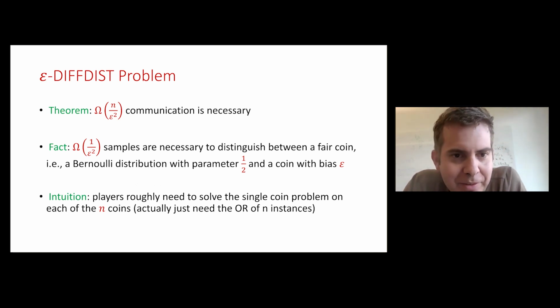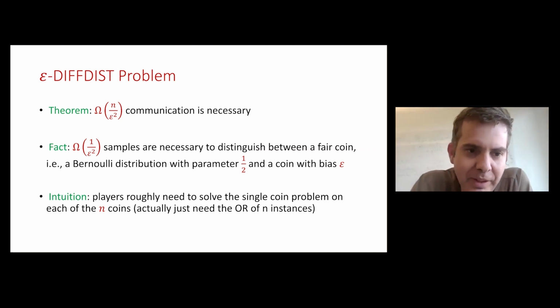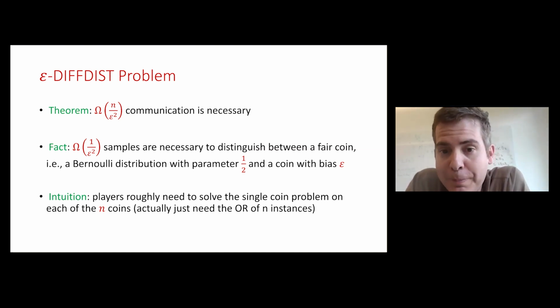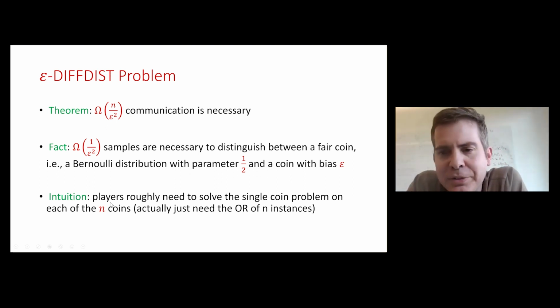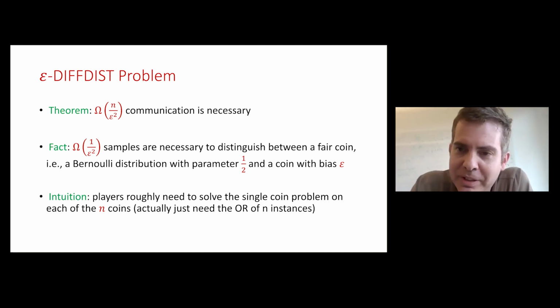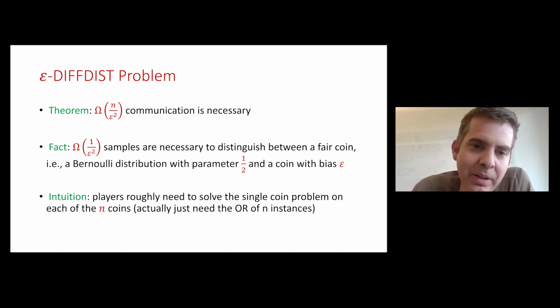Here are some facts and intuition about this theorem in the first bullet, that n/epsilon squared communication is necessary. The fact is, you need 1/epsilon squared coin tosses to distinguish an unbiased coin and bias 1/2 plus epsilon. So it seems like that's where the 1/epsilon squared should be coming from. The intuition is, maybe I need to solve all n instances, one for each expert. Now you don't actually have to do that, because you just need to solve the OR of those n instances. But maybe the OR is not much easier than solving all of them, and that turns out to be the case.